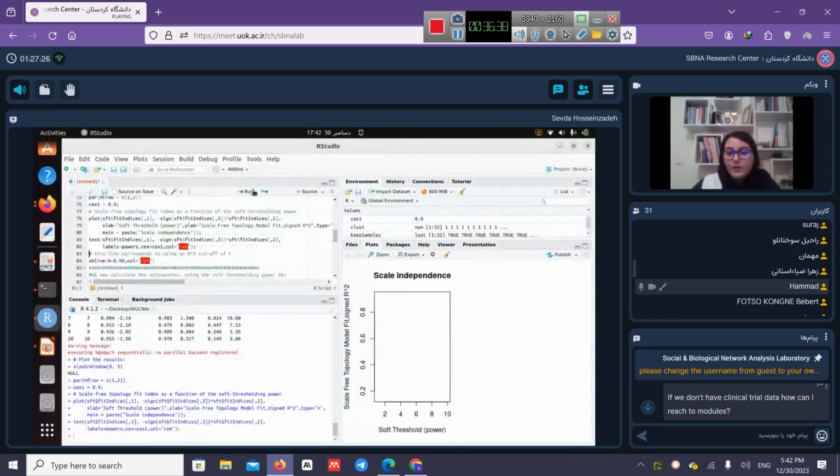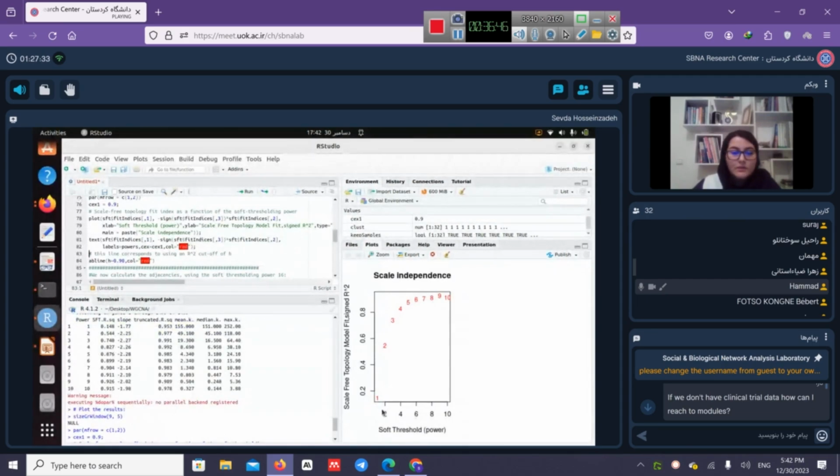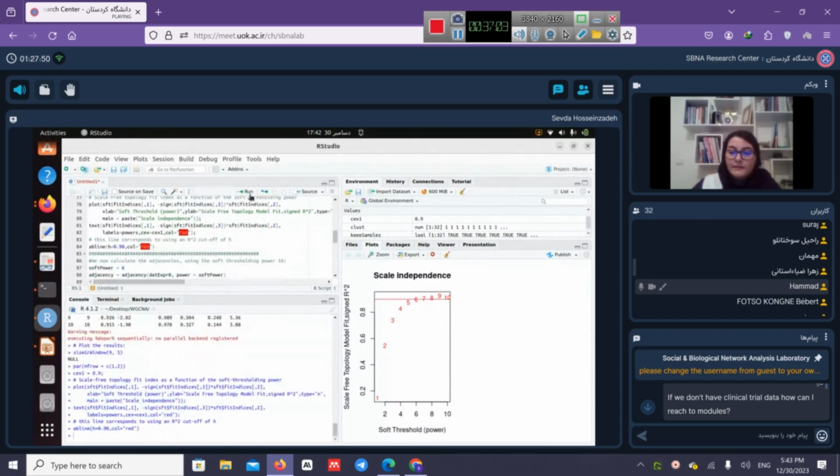Okay, I get the plot of all of this data. In this part we have the soft threshold 1 to 10, and in this part I have the R squared amount, and we said that each number should be above the red line, or R squared equal to 0.9. That's my suitable power. And in this example the power is 6, and we're going to use 6 as the power in the next steps.